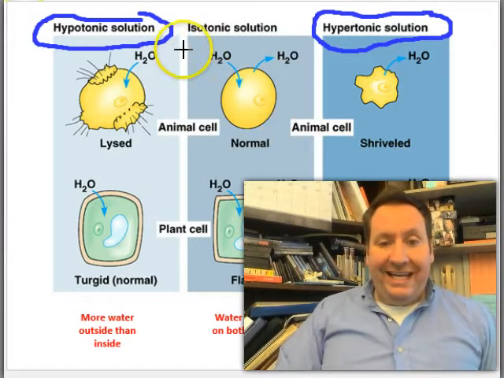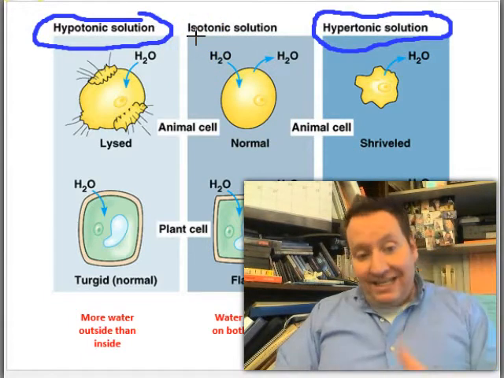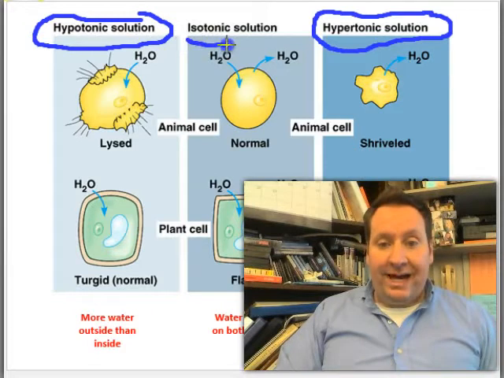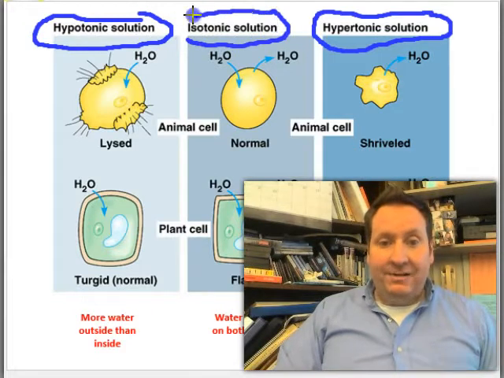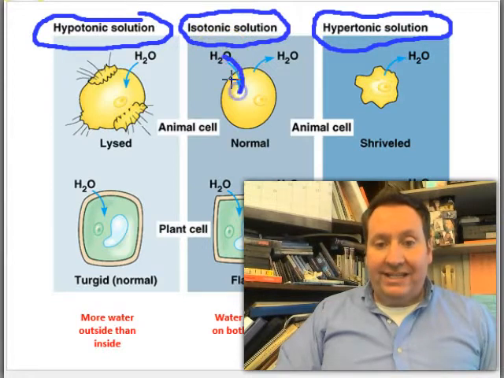Now, if they're both equal, let's say that the outside of the cell is the same as the inside of the cell, we're putting it in what's called an isotonic solution. In an isotonic solution, yes, you have water movement, but water's moving equally into the cell as it's moving out of the cell. This is in an isotonic solution.